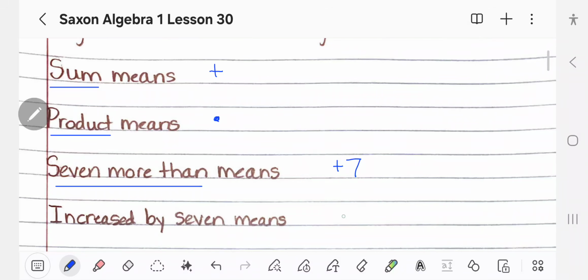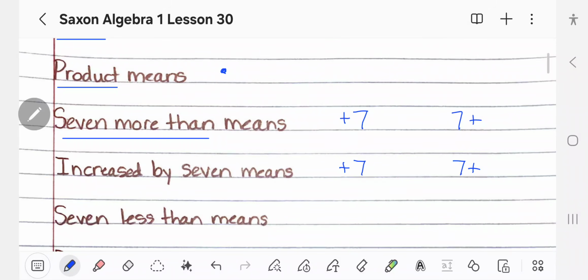Increased by 7 means the same thing. You're going to be adding 7 to it, or we'll write for both of those that you could have 7 plus or plus 7. 7 less than would mean you are subtracting 7 from something. It would not mean 7 minus something. Okay? In these examples here, since addition is commutative, we can change the order. But subtraction is not commutative. We can't change the order. So it would be something minus 7.